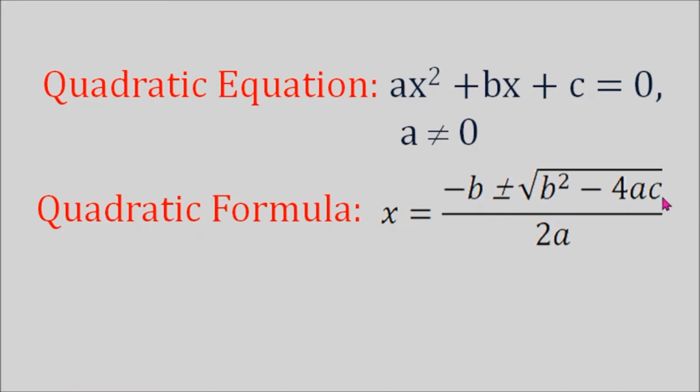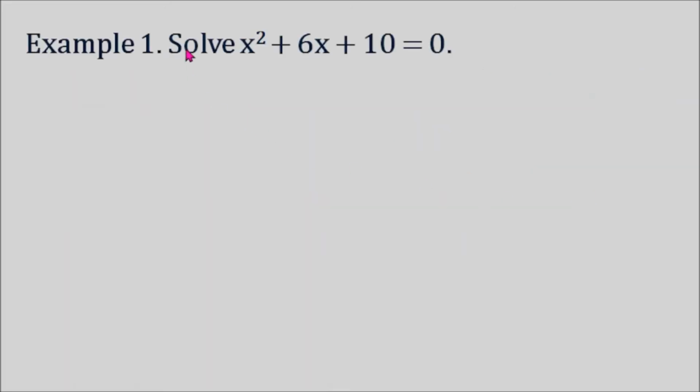This part here under the square root sign is called the discriminant. If the value of the discriminant is negative, we get imaginary roots. Let's do some examples. Example number 1. Solve x squared plus 6x plus 10 equals 0.